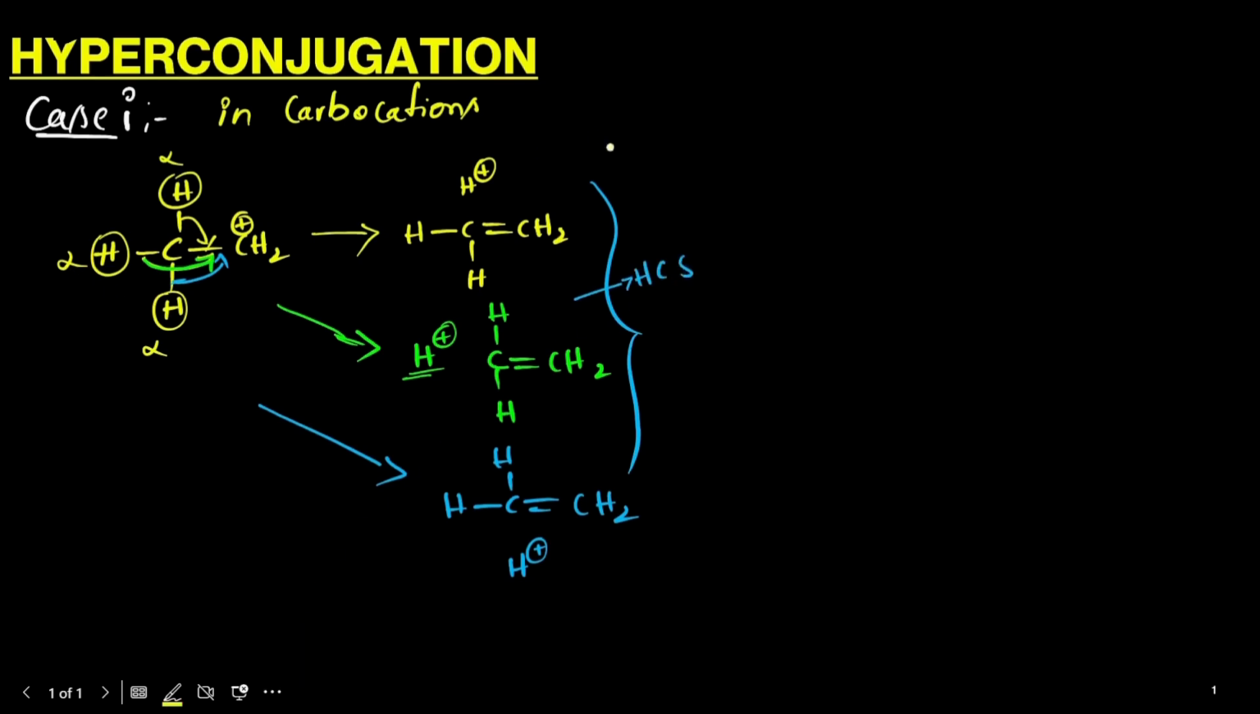How many alpha hydrogens are there? 3 alpha hydrogens are there. How many hyperconjugation structures are there? Again, 3 hyperconjugation structures are there.